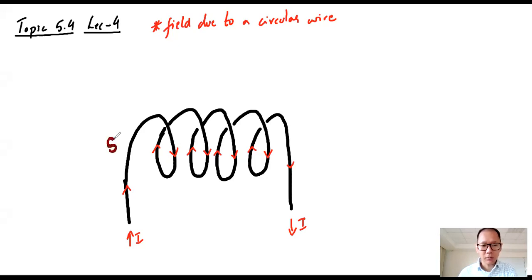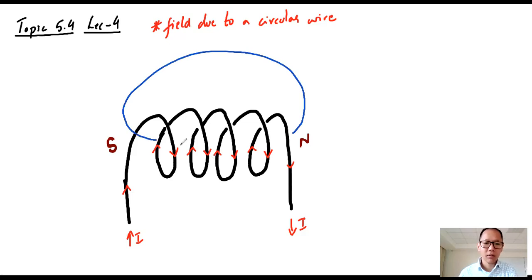This end of the solenoid behaves like a south pole, and this end of the solenoid behaves like a north pole. So if you want to draw a field diagram, you know that the field is circular, right? In any magnet, the field is circular. So in this case, the magnetic field moves from the north pole to the south pole.